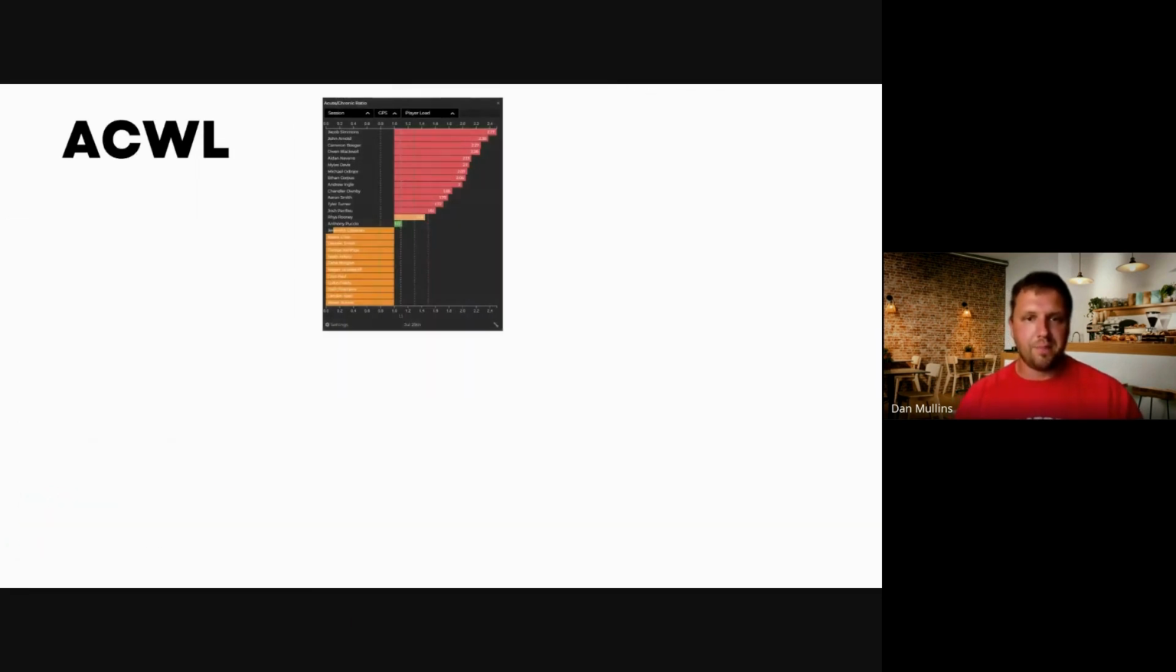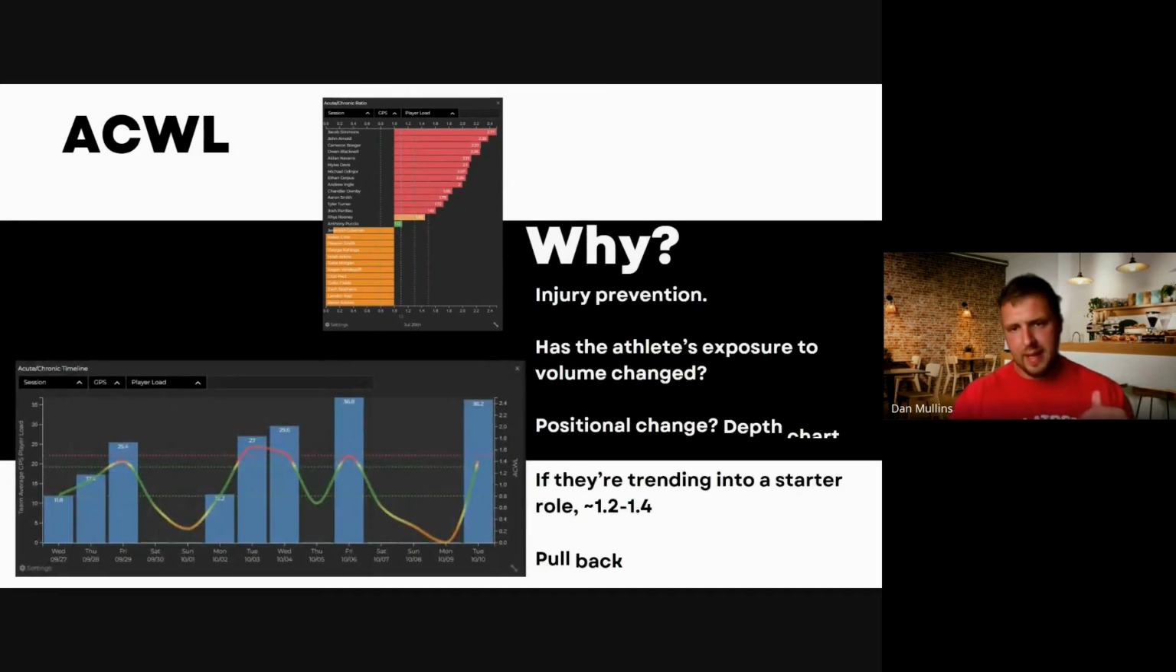And then finally, why we wanted that again: injury prevention. Has the athlete's exposure to volume changed? So is there a reason? Is it an injury? Are they dealing with some kind of a chronic injury that's not allowing them to get the load and the volume that they were getting previously? That might be a reason why they're dipping under that 0.8. So it allows me to identify who I need to have those questions for. Is there a reason why?